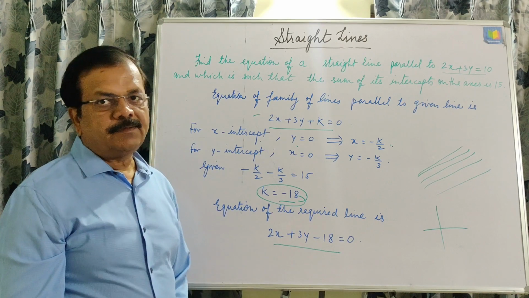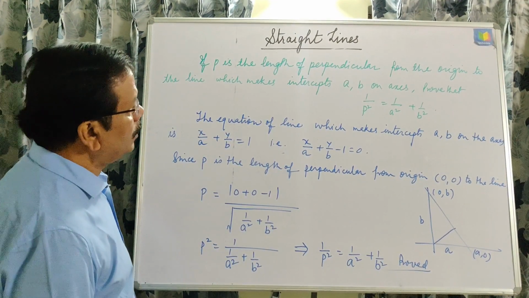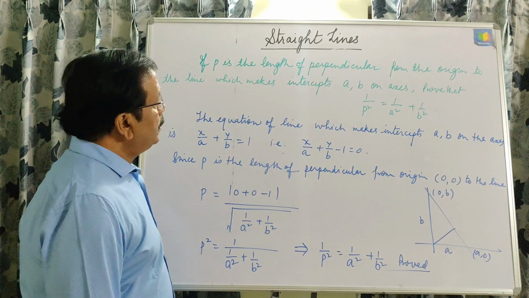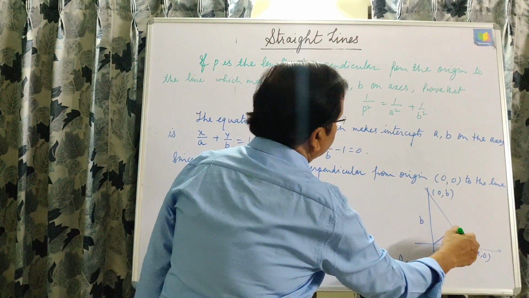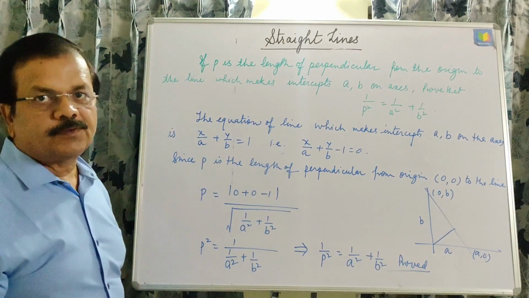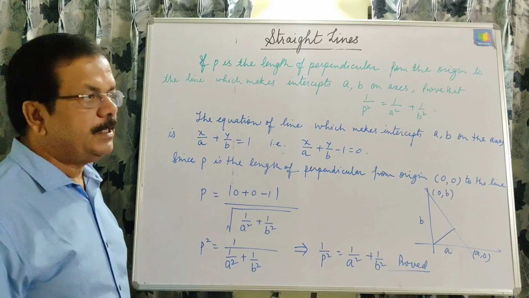Now next question: if p is the length of the perpendicular from the origin to the line which makes intercepts a and b on the axes, then prove that 1 upon p square is equal to 1 upon a square plus 1 upon b square. This is a very important question and has been asked many times.